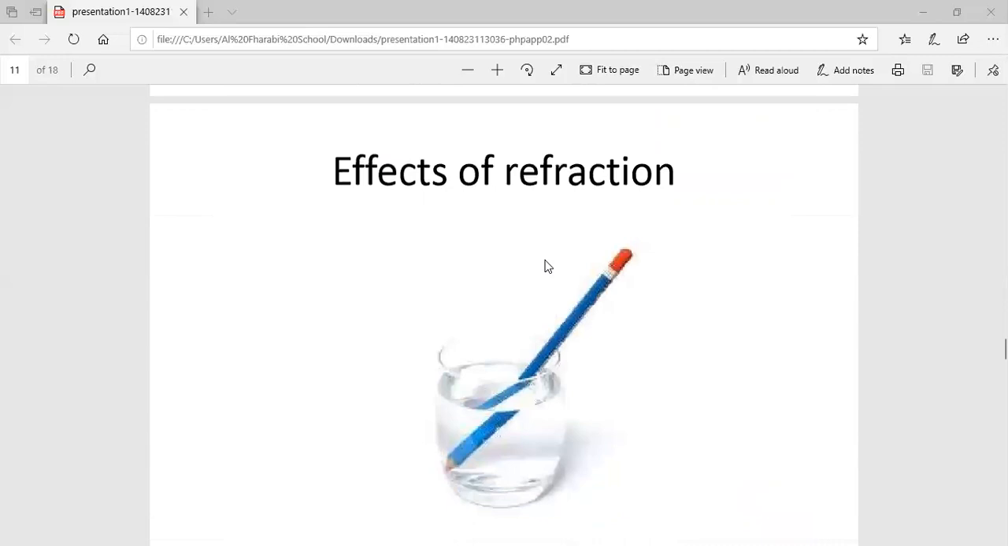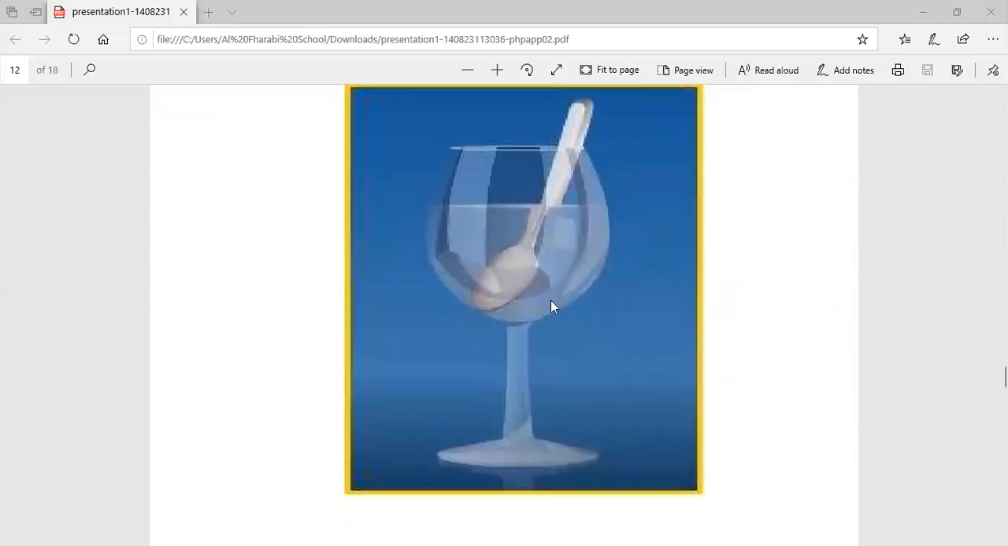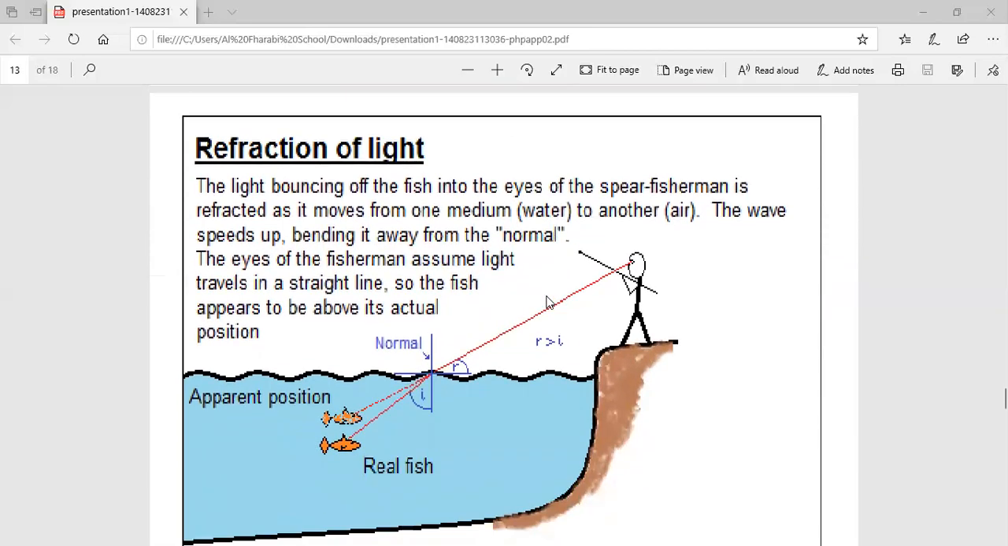Now, what are the effects of refraction? As you can see, this is the same as the spoon we have talked about before. So this is a pencil, and it appears to be here, but the real position will not be here, it will be there. Okay? So why do we see it like that? Because the light refracts when it passes between two mediums, which are air and water. Now, this is the same. Now, refraction of light, the light bouncing off the fish.